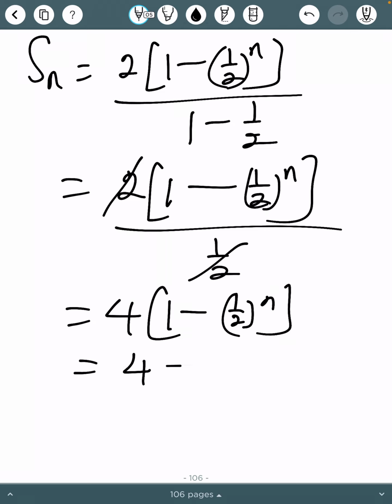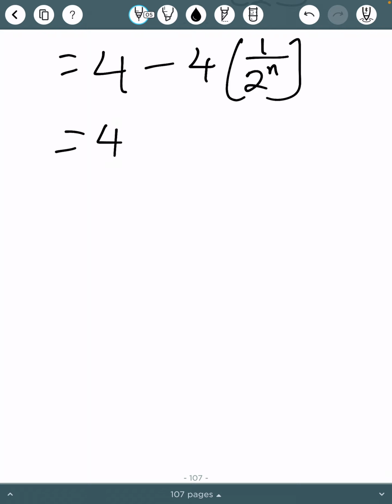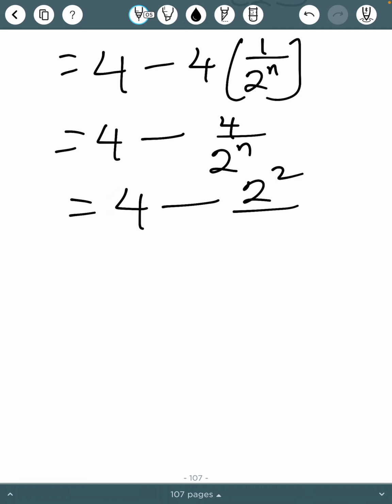That gives me 4 minus 4 times half raised to power n. Minus half raised to power n is the same thing as 1 raised to power n over 2 raised to power n, and 1 raised to power n is the same thing as 1. So that gives me 4 minus 4 times 1 over 2 raised to power n, which is 4 minus 4 over 2 raised to power n. And 4 is 2 squared, so 4 minus 2 squared over 2 raised to power n.